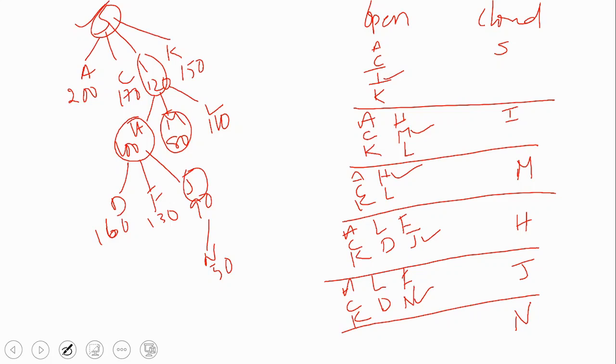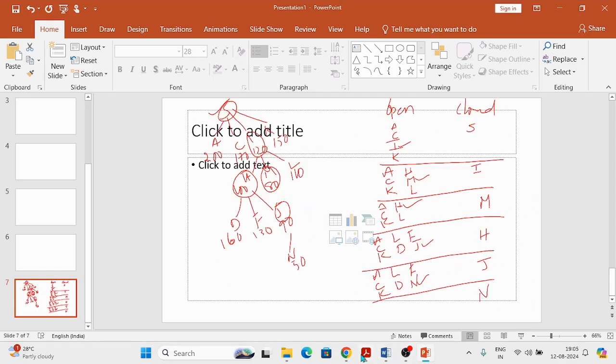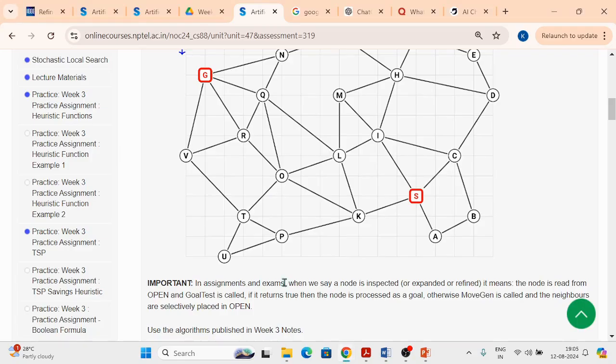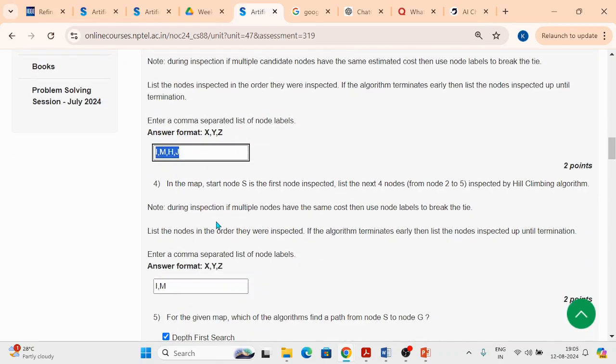So they asked for the four nodes, starting from S: I, M, H, J. They asked only to write 2 to 5, so there is no need to write N also. So I, M, H, J are the nodes followed according to best first search.